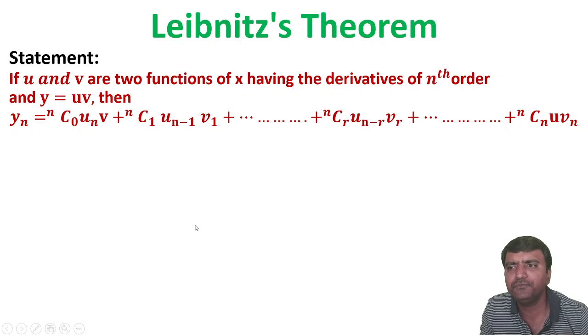The nth derivative of uv is equal to nC0 into u_n v plus nC1 into u_(n-1) v_1 plus nC2 into u_(n-2) v_2, and so on, continuing up to the last term, nCn into u v_n. Here v_n means the nth differentiation of the function v. There is no change if you take v in place of u and u in place of v; it does not make any difference.